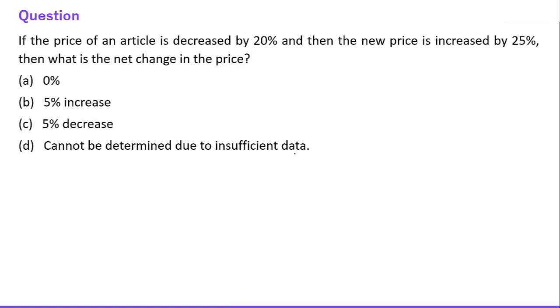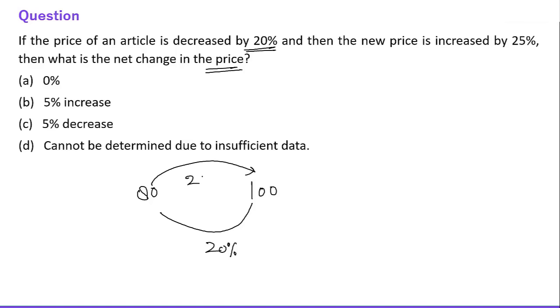Next question is saying, if the price of an article is decreased by 20% and then the new price is increased by 25%, then what is the net change in the price? Obviously 0%. The price of the article is, let's say, 100. It is decreased by 20%. So 20% decrement, it becomes 80, right? And then it is increased by 25%.